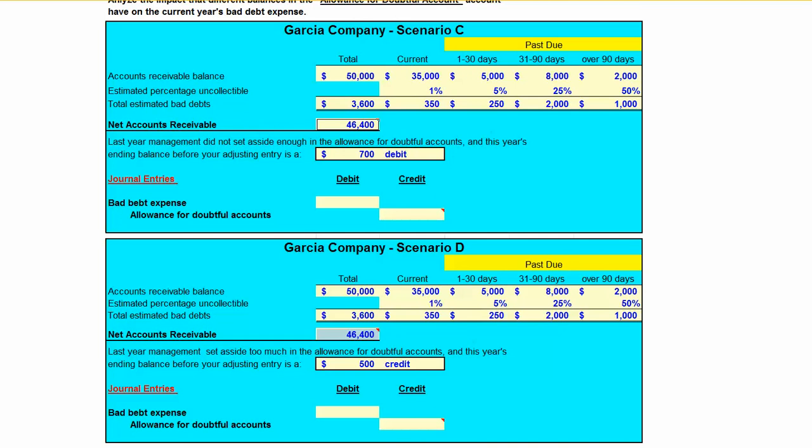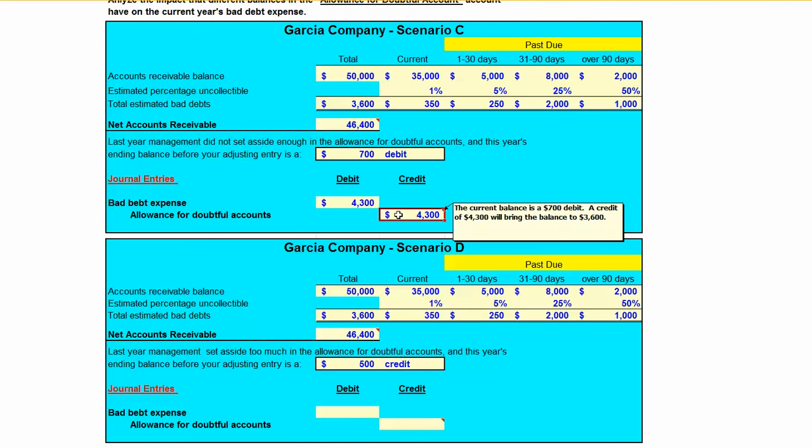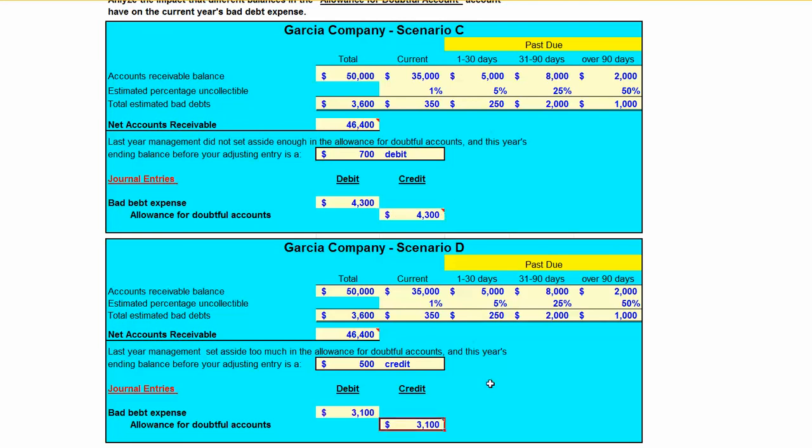But now let's take a look at how last year's estimated allowance impacts this year's bad debt expense. For scenario C, where we have a $700 debit balance, we're going to need a credit to the allowance for doubtful accounts of $4,300 to bring the balance up to our required $3,600 balance. On the other hand, in scenario D, where we have a $500 credit balance, we will only require an adjustment of $3,100 to bring our allowance up to our required $3,600.